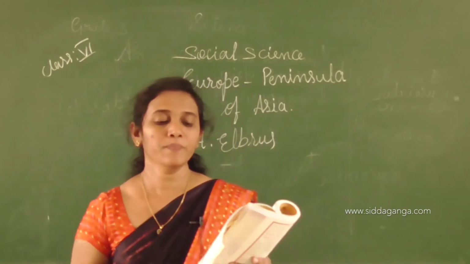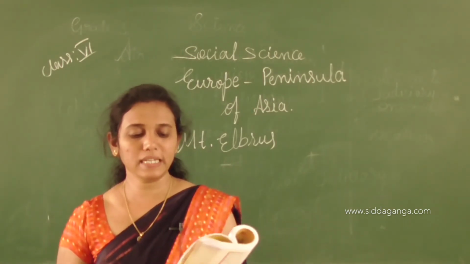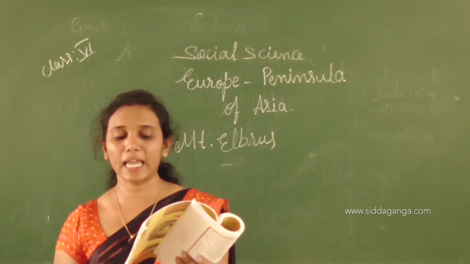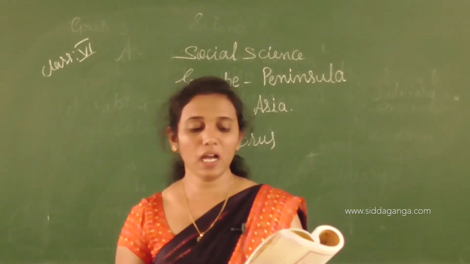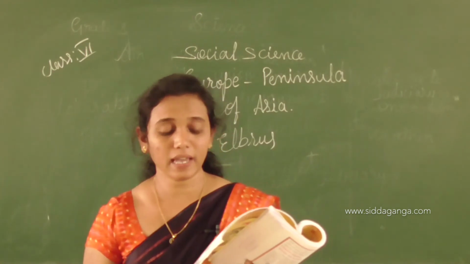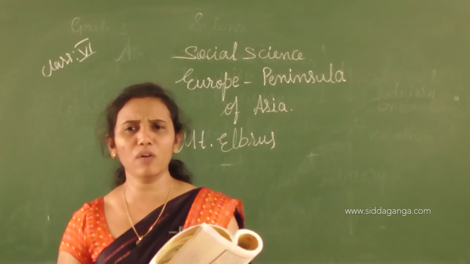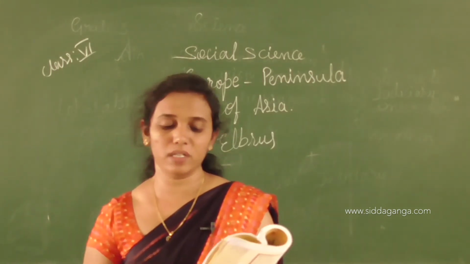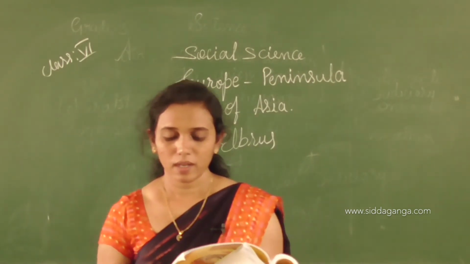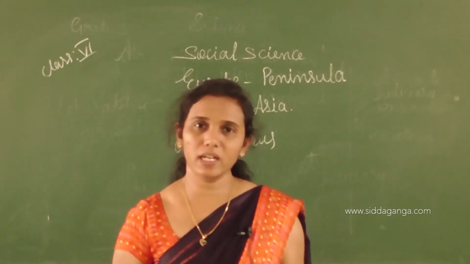Okay, second one is continental climate. The climate mainly prevails in Poland, Slovakia, Czech Republic, Hungary, Romania and Bulgaria. Okay, this climate is characterized by cold winters and warm summers. The average rainfall is 50 centimeters. Rainfall is maximum in early summer, okay, as convectional rain.